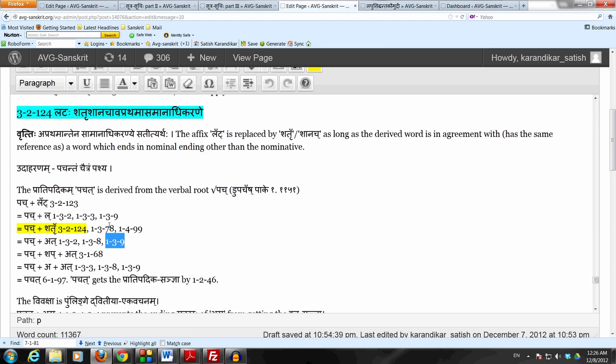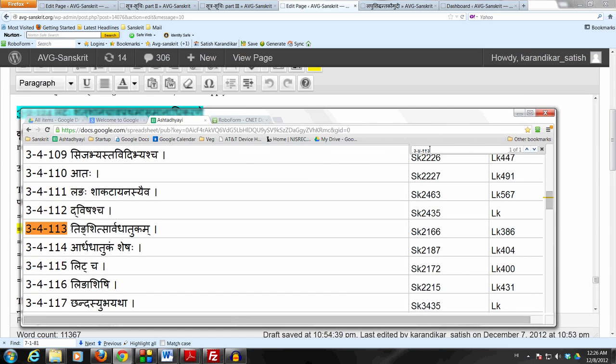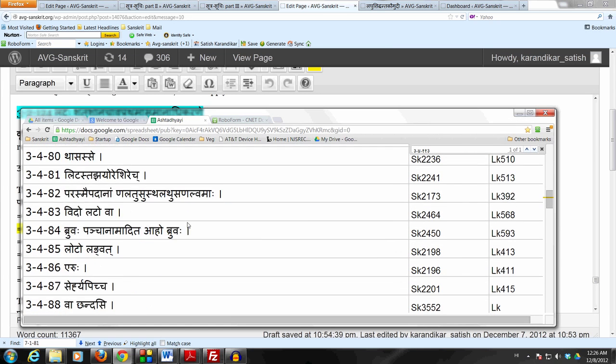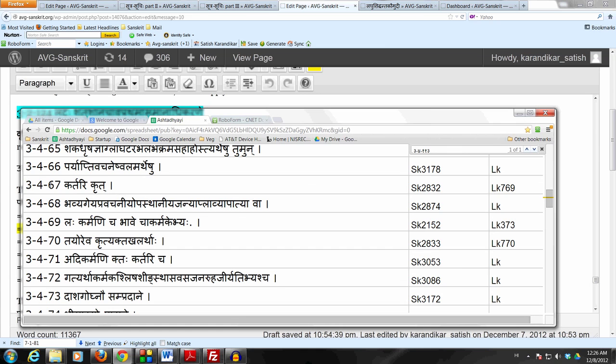Remember that this Shatra as well as Shanach have this Talavya Shakara as an it by Lashak Padadite. So by Ting Shit Sarvadhatukam, Shatra as well as Shanach get the Sarvadhatuka sanya. And they are being used Kartari by default by Kartari Krit 3467. Any Krit Pratyaya has the default use Kartari. So that means that we have to now bring in Shap by Kartari Shap.